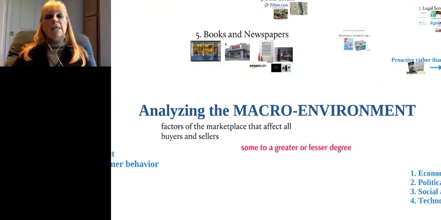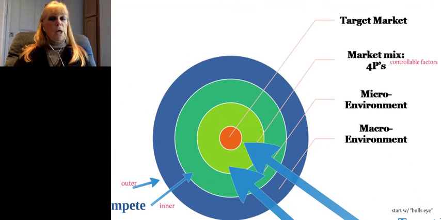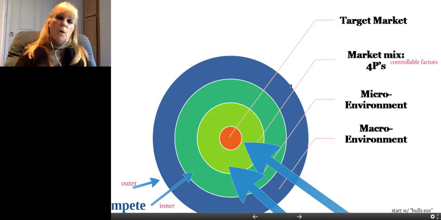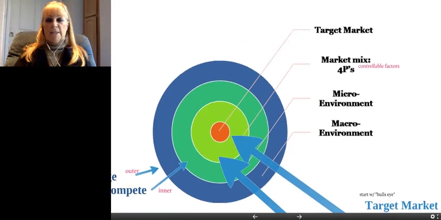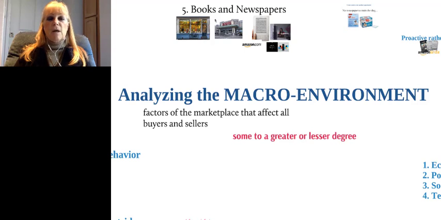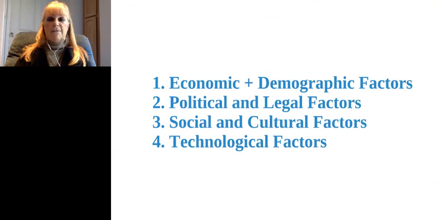How do we analyze the macro environment? Well, the macro environment is that part of the marketplace that affects basically all buyers and sellers, some to a greater or lesser degree than others. But again, it's sort of this outer shell in which the whole marketplace operates. Some industries are more affected by social factors, some industries are more affected by technology, but basically everyone is affected.